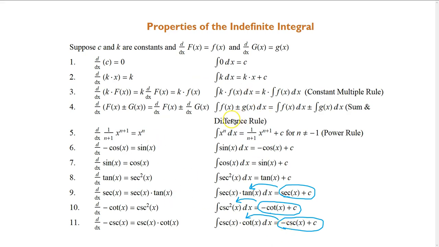So these are some rules that we can follow to help us evaluate antiderivatives of functions. Now let's take note of something important here.